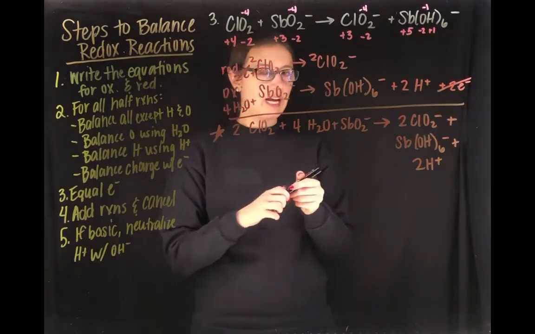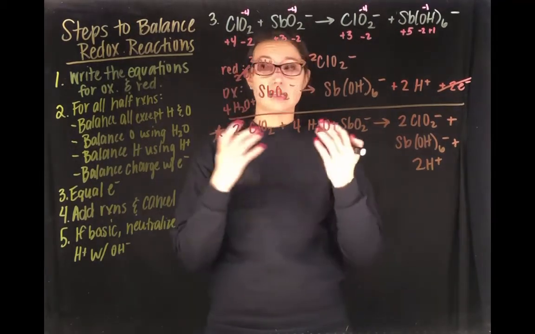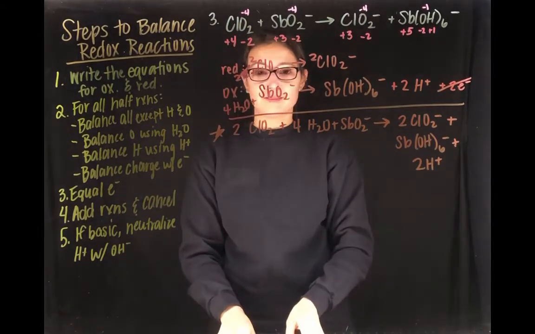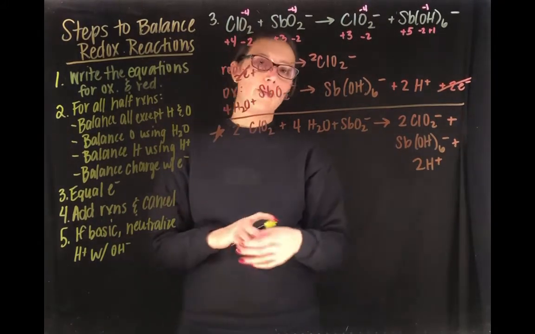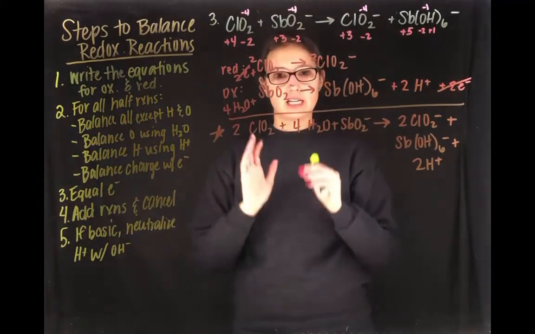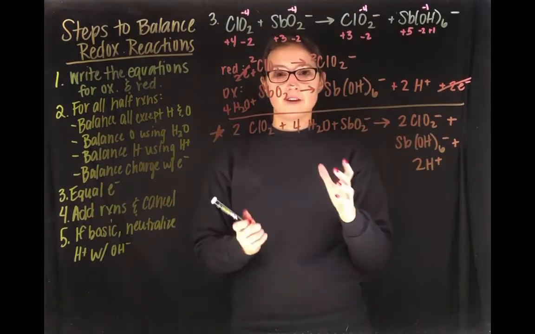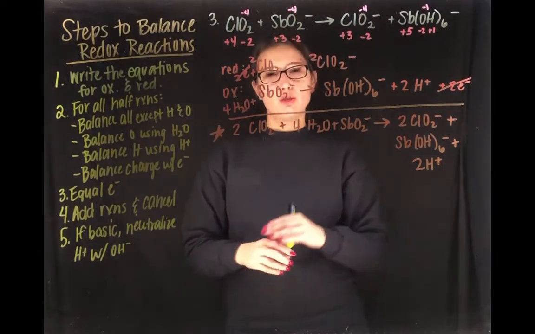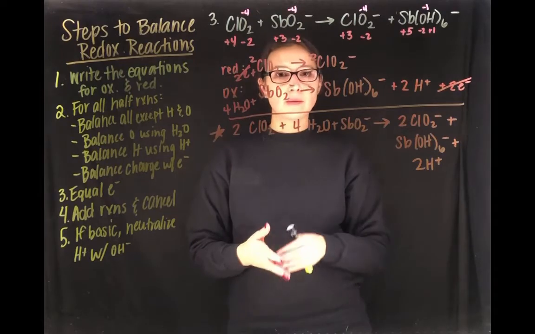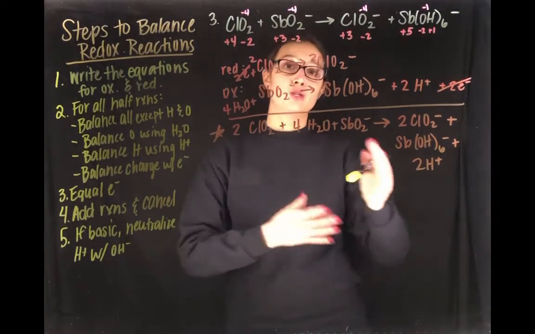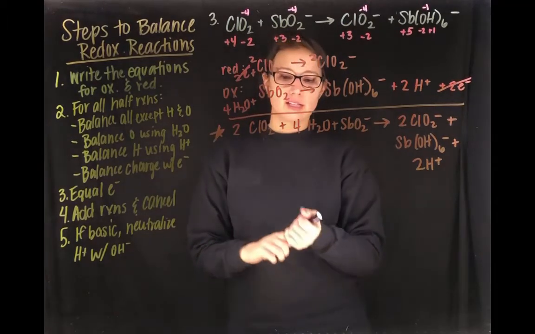I want to look at what would happen if this were basic, because in this entire practice sheet, there were no basic solutions. So I want to look at what happens if it says that this was basic. So you would have gone through all of these steps the exact same way. The difference, if it's basic, is once you get to this part at the very end, you have to neutralize any H+ using OH-. Now, if you add OH- to one side, you also have to add it to the other side.